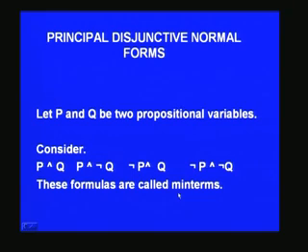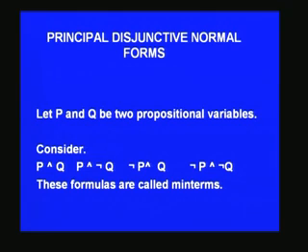P and Q is a minterm, P and not Q is a minterm, not P and Q is a minterm, not P and not Q is a minterm. In a minterm, every variable will be present only once, either in the negated form or in the non-negated form. So, if you have two variables, it is the conjunction of two literals; they can be negated or non-negated.